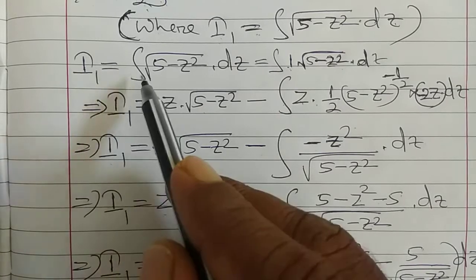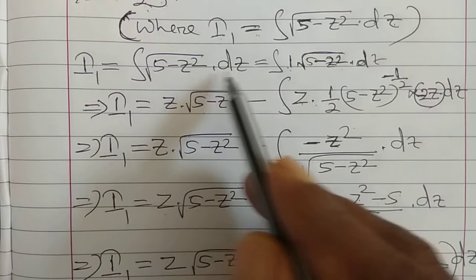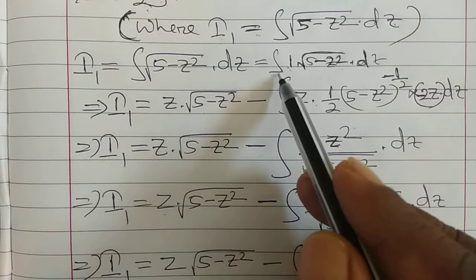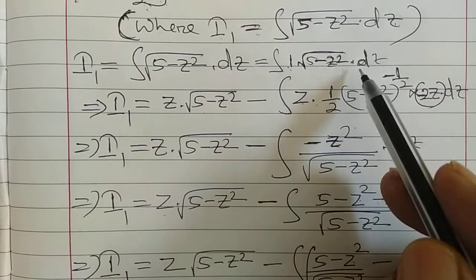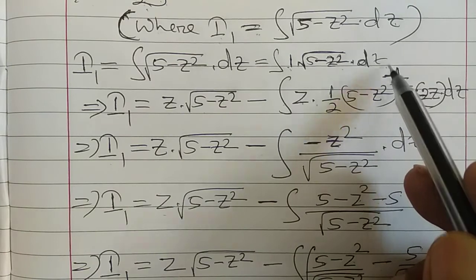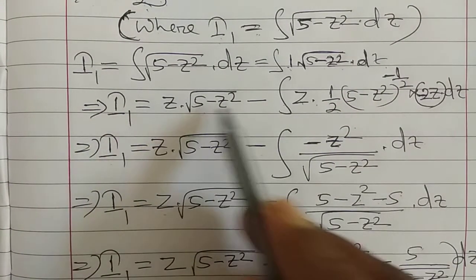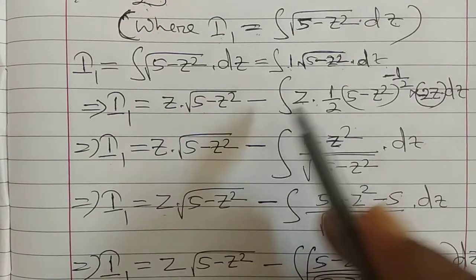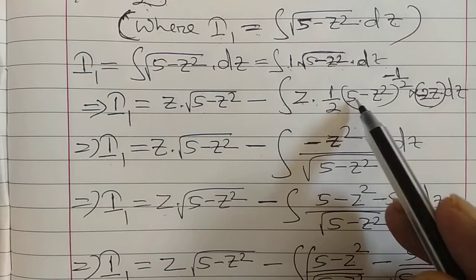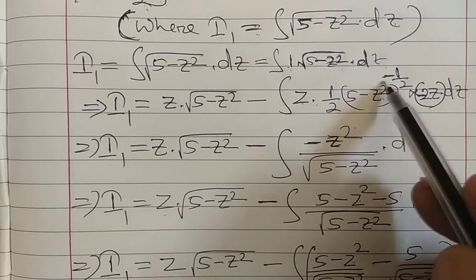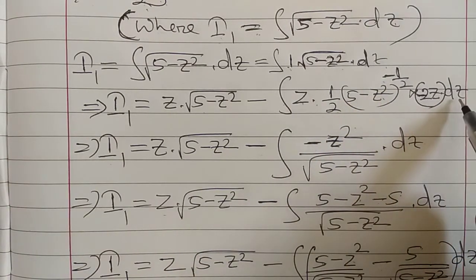Now I1 is equal to the integration of root over 5 minus z square into dz, and this is equal to the integration of 1 into root over 5 minus z square into dz. Now this implies I1 is equal to z into root over 5 minus z square minus integration of z into 1 by 2 into 5 minus z square to the power minus 1 by 2 into minus 2z into dz.